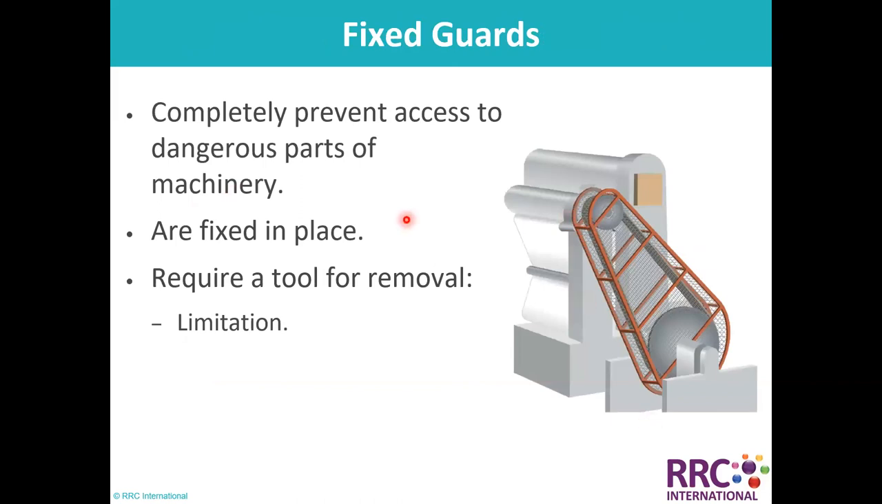Here we can see the fixed guards. Fixed guards are those guards which you fix on the moving parts of the machine to prevent you from being exposed to the mechanical hazards of the machine. These completely prevent access to dangerous parts of the machine. They are fixed in place and require a tool or some special equipment, for example a key, to open them so that you can get access inside the machine for maintenance activities.